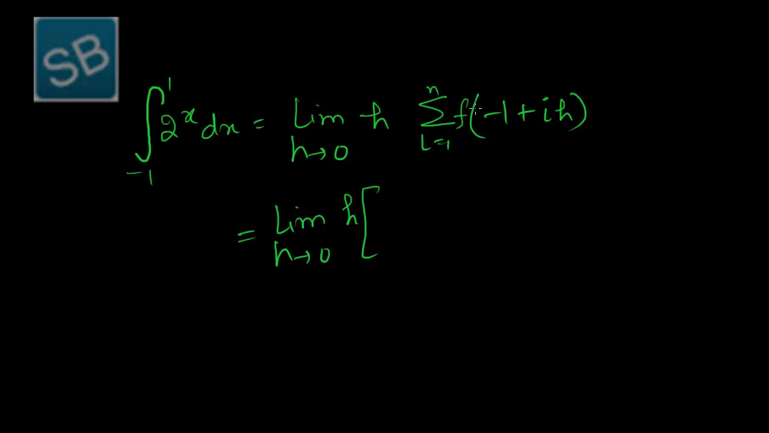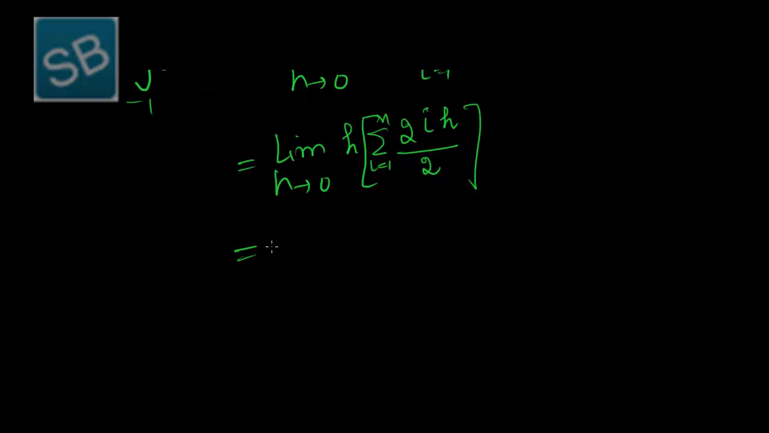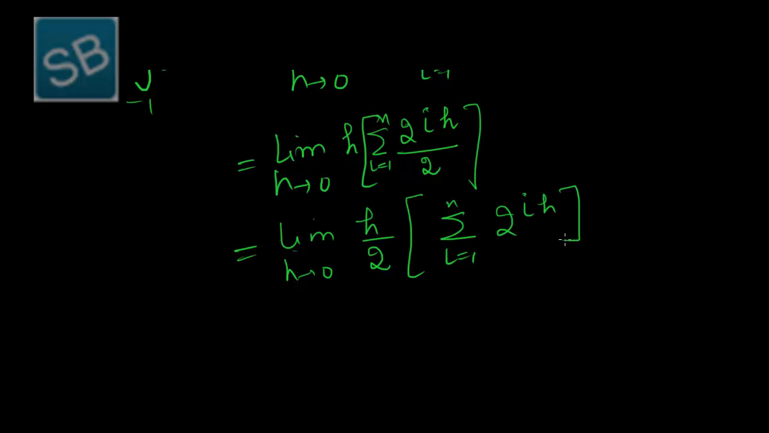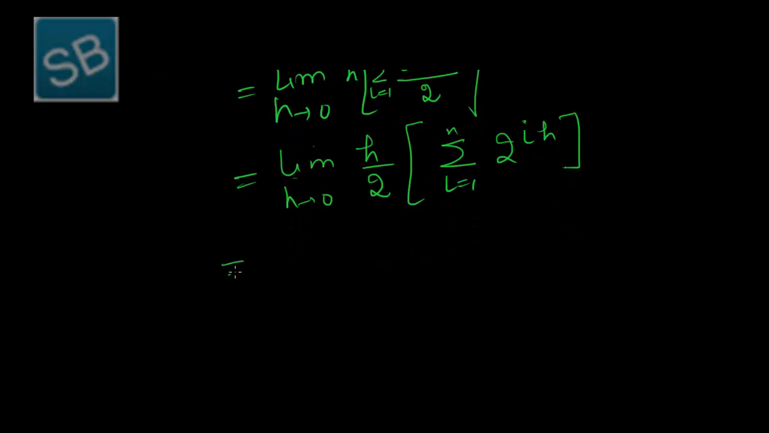2 raised to power ih over 2 with summation i from 1 to n, as we solve the value of f of minus 1 plus ih to make the question easy. Now from here, we will take 2 common in the denominator, and we will remain with sigma i from 1 to n of 2 raised to power ih. So in the next step we will open it.